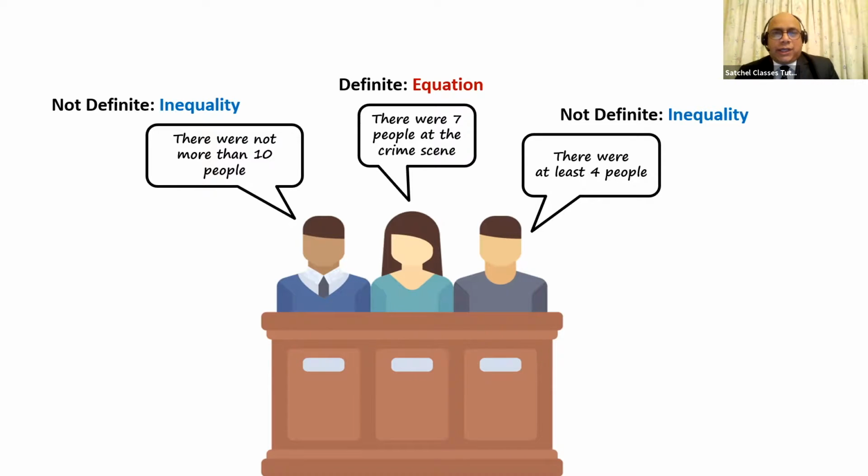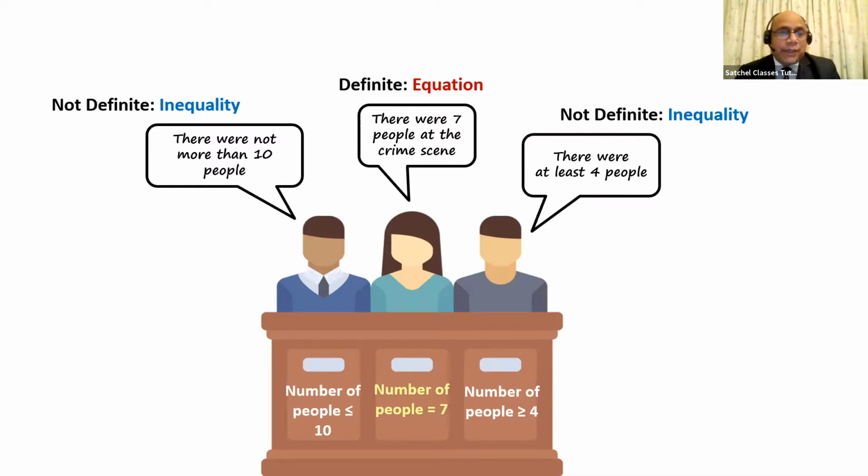So what is an inequality and how is it different than an equation? Well, in case of an equation, the answer is a definite value, in this case 7. Whereas in case of an inequality, it's a range of values. For example, the second witness says there were not more than 10 people at the scene of crime. So he was sure that there were definitely not more than 10. But the number that he suggested can mean that there could be anything less than or equal to 10 people, correct?